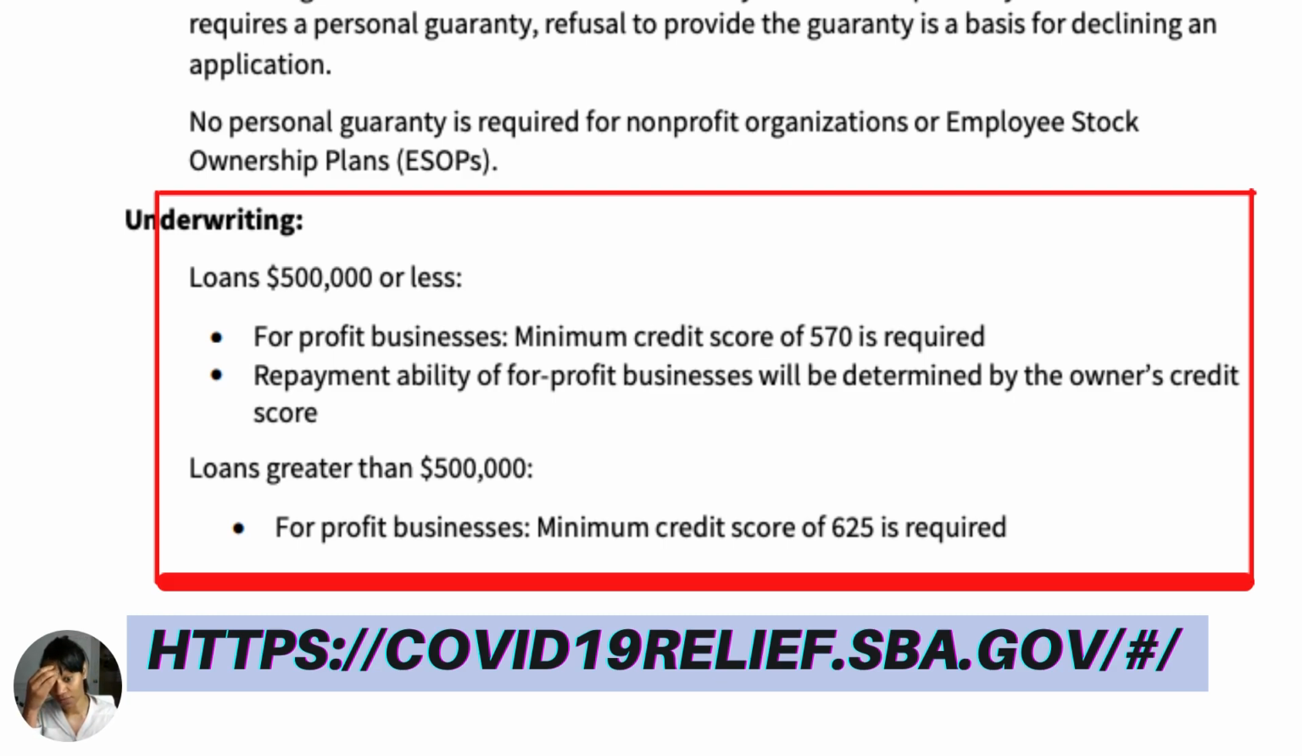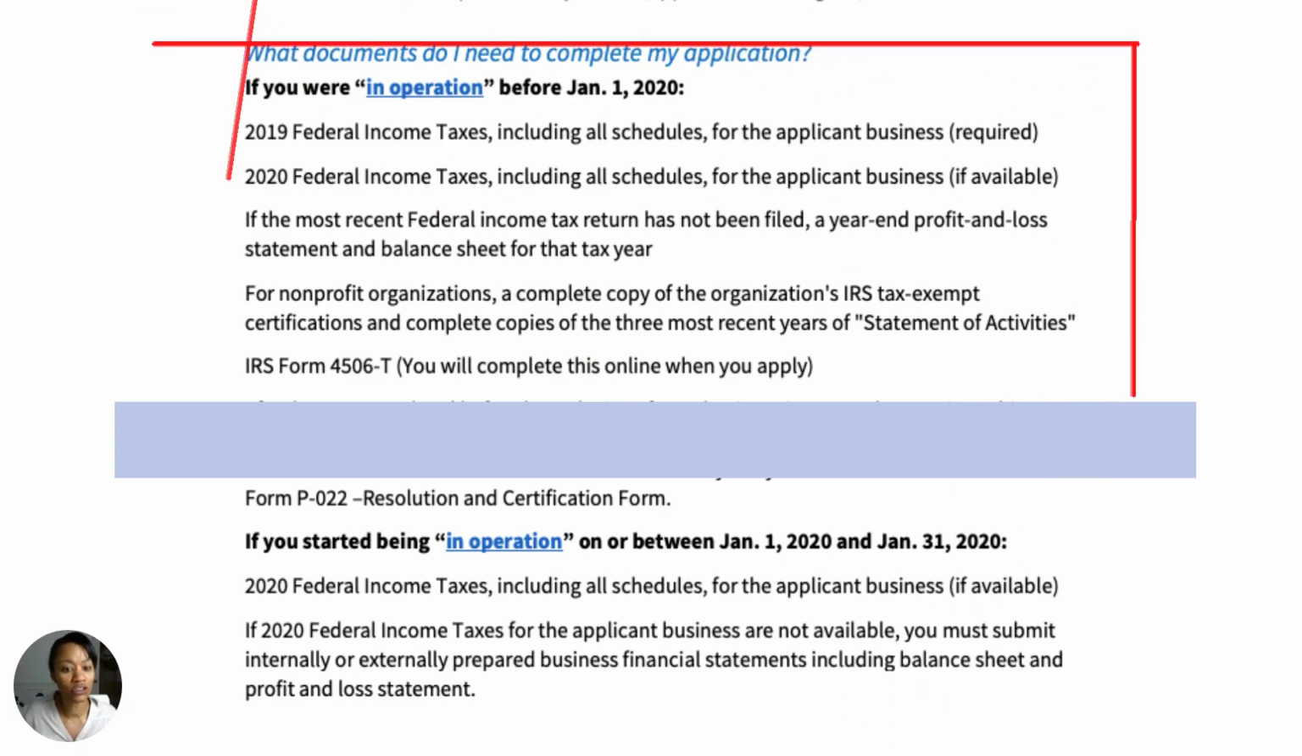For loans greater than $500,000, the minimum requirement is 625. If you have dealt with the SBA before, that's still lenient for them, because I remember when I applied for my business loan and ended up not using it, I think the minimum score was 680. It might have been 690. But for the COVID-19 economic injury disaster loan it is 625. What else do you need?